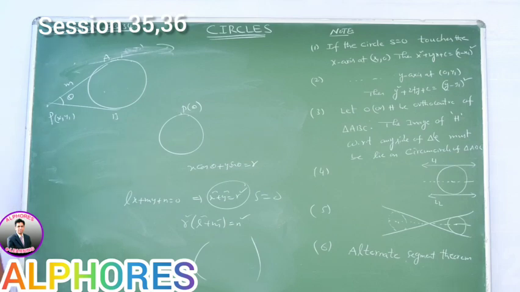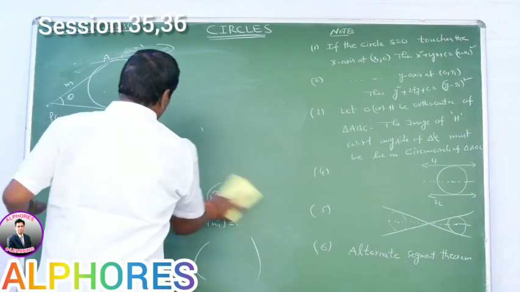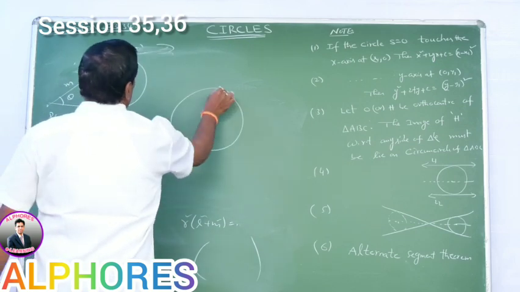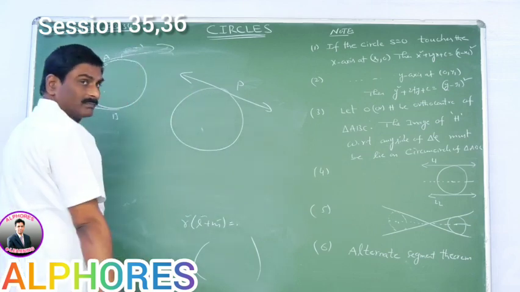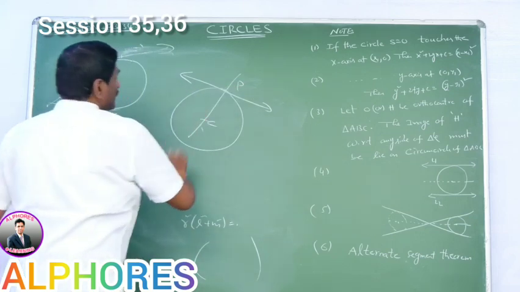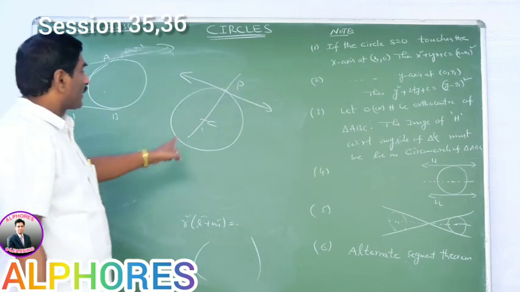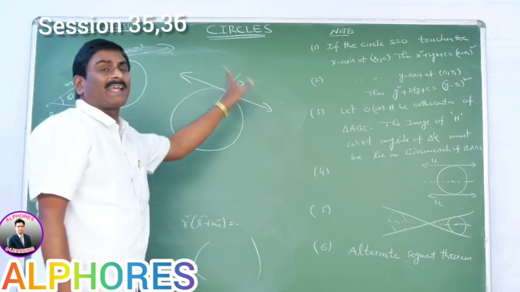Next, normal. What is the normal? Normal is a line passing through the point P, where P is the point on the circle, and perpendicular to the tangent at P. Okay, that means this normal always passes through the center of the circle. So, the normal equation is nothing but the equation of the line CP.